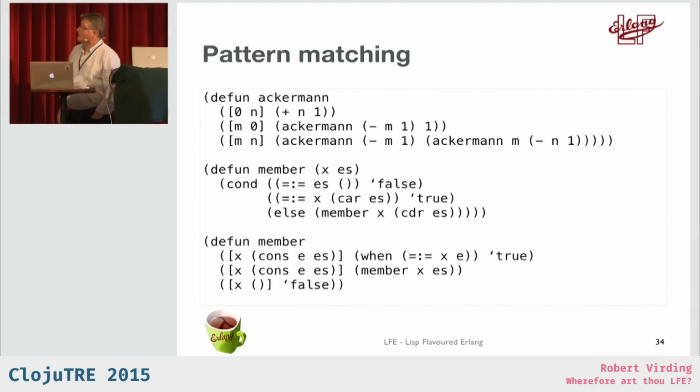Again, the nice thing with patterns is I'm writing down what I want it to look like, not how I'm going to test it. So here we have a member function which tests whether its first argument is a member of the list, the second argument. I could write it in a more testing style like this. I could say cond, if the second argument is equal to the empty list, I return false. If the first argument is equal to the car of the second list, I'll return true, etc. Or I can write it down as patterns, like the second one there. So I'm writing down what I want them to look like.